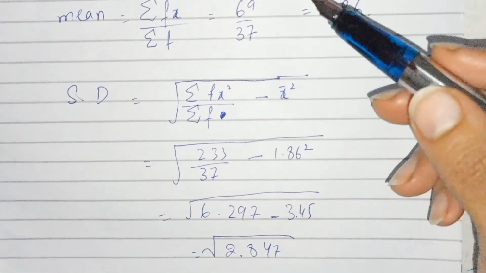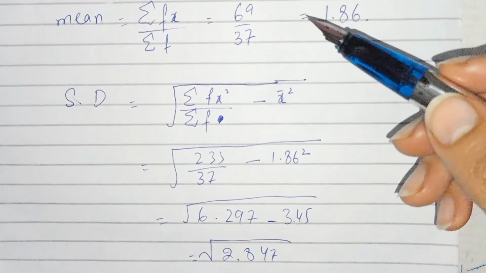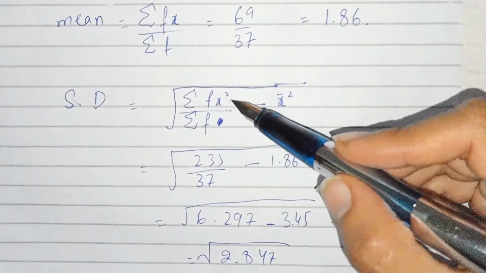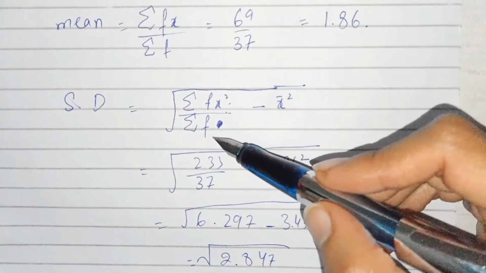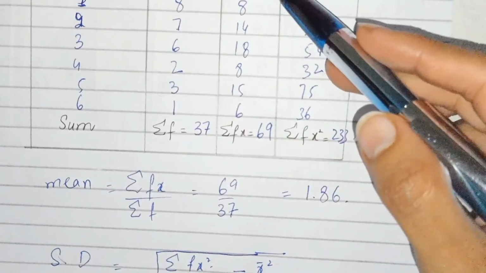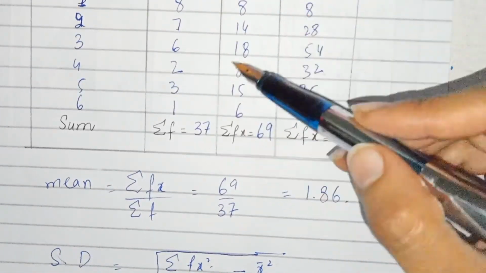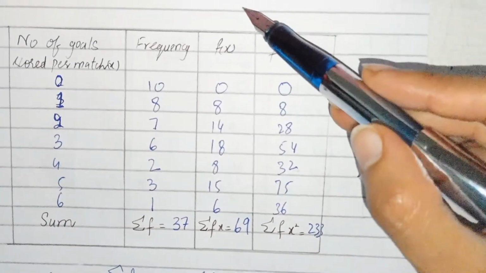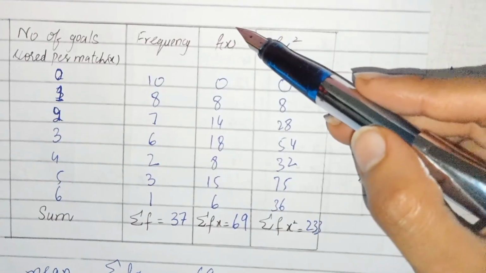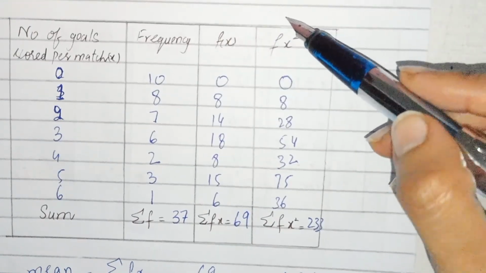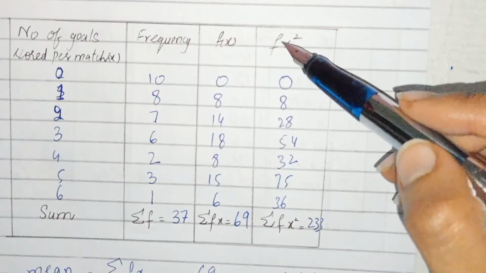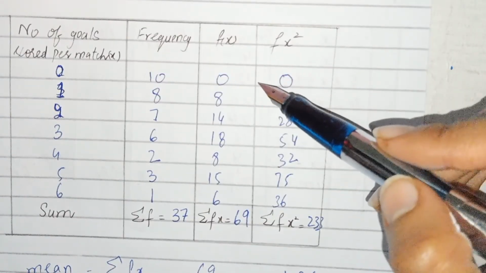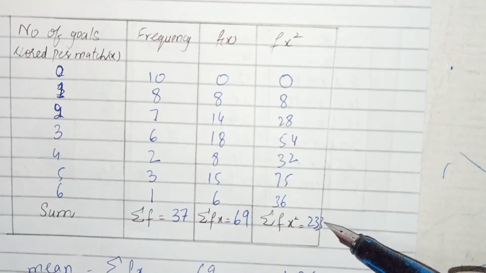And from the formula we can find how we make our table, because according to the formula we need the value fx square and sum of f. That's why we have to add this value in this formula. This value we have to use to find the mean, and this is for the formula of the standard deviation. That's why we have to add this value in our table, and we have to find this.